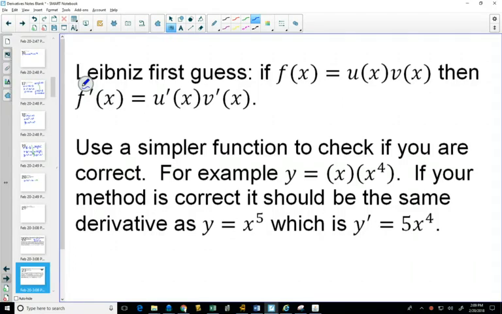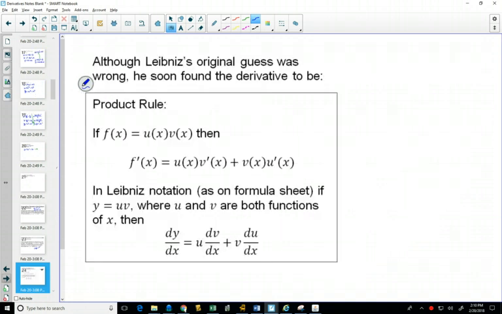Because if you take a simple example, which is x times x to the 4, what's the derivative of x? 1. What's the derivative of x to the 4? 4x cubed. Does that equal 5x to the 4? No. So we can see in a simple example why we can't just take the derivative of each one separately and then make it work out. So after a little bit of work, this is what he found.